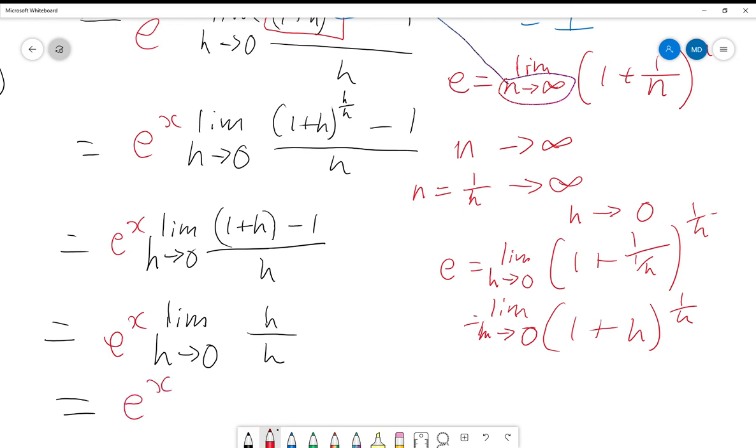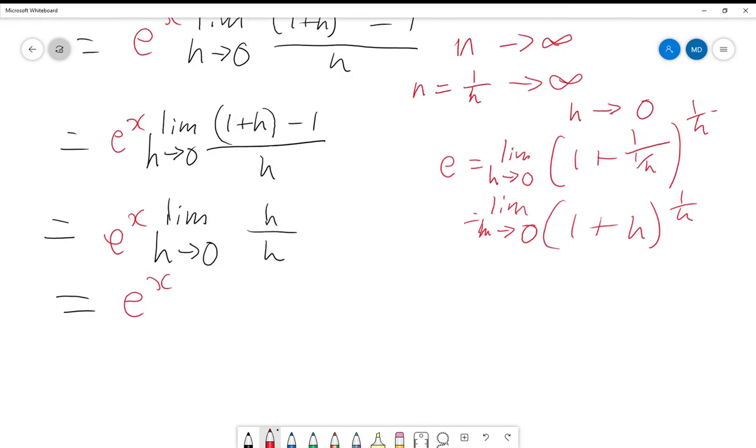And there is our proof, our final part of our proof, that if y equals e to the x, then dy by dx is also equal to e to the x.